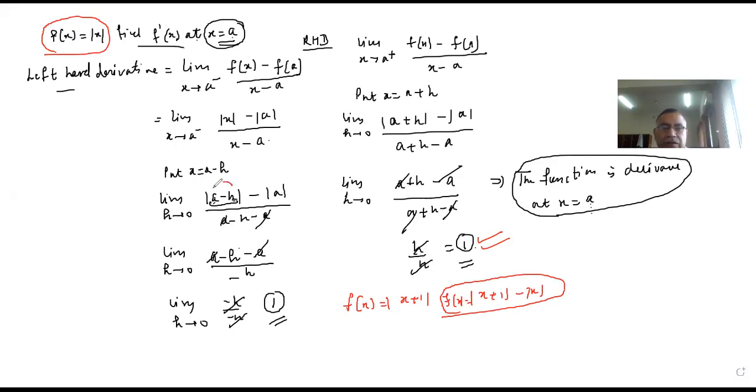Clear? If the value inside the mod is positive, then you have to write the positive value. And if you feel that a minus h goes negative, then a minus h will be written as minus a minus h, in case a minus h is less than 0. Clear? But if f(x) is given as mod x, whatever be the value of x, maybe I have taken the general value a, it may be 1, 2, 3, 4, 5, the answer will always be 1. I hope this is clear to you, Prachi.